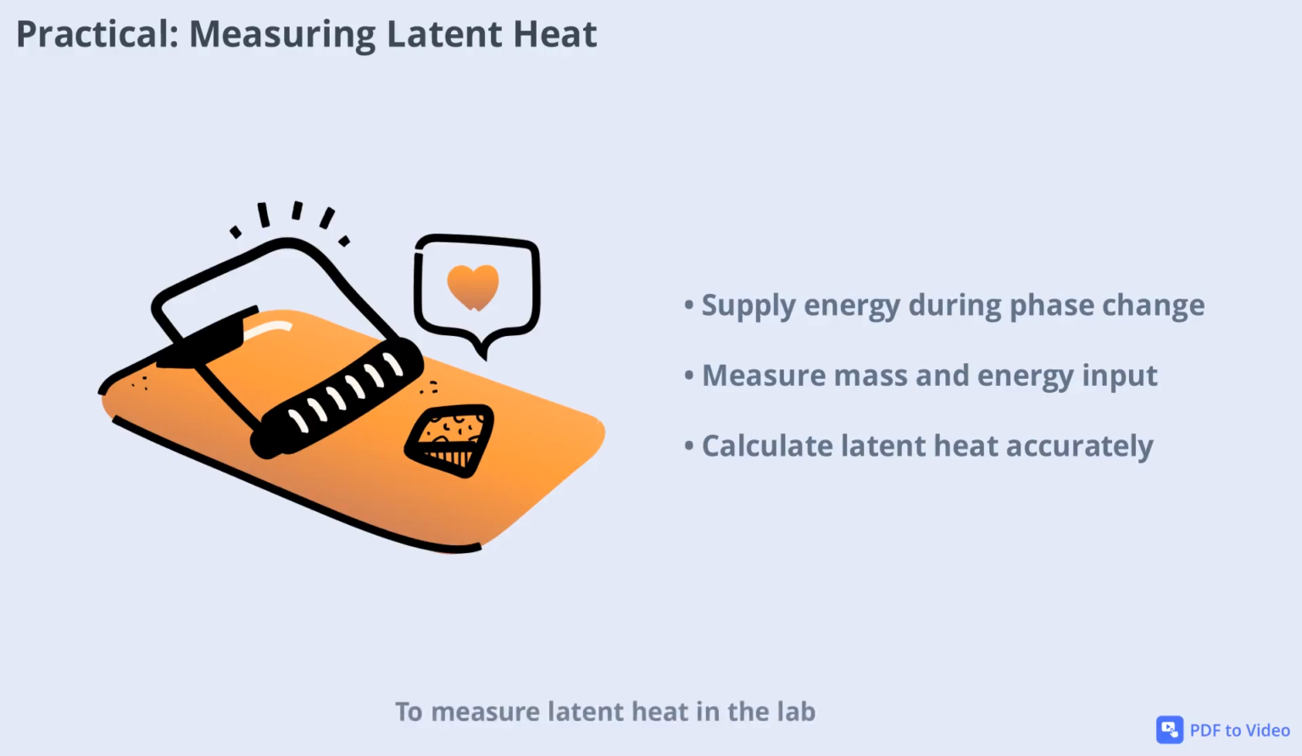To measure latent heat in the lab, you need to supply energy to a substance as it changes state and measure the mass and energy input. We'll outline the procedure, discuss sources of error, and show how to calculate latent heat from experimental data.